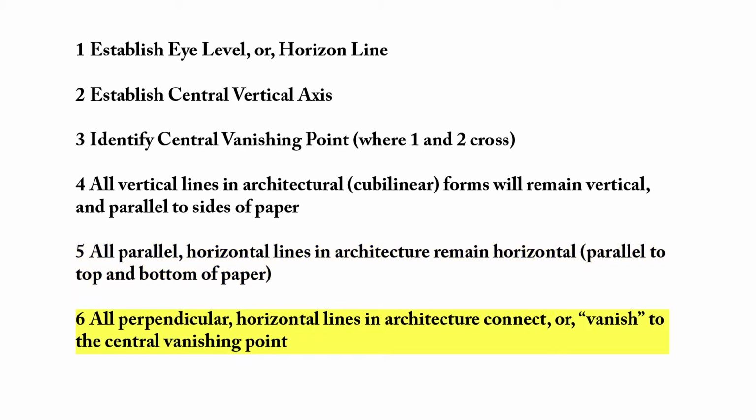Number 6, all horizontal, and we're going to say perpendicular, lines in architecture connect or vanish, quote unquote, to the central vanishing point. So we can start with sharpening our pencil again. Super important that you keep your pencil sharp when you're dealing with perspective.